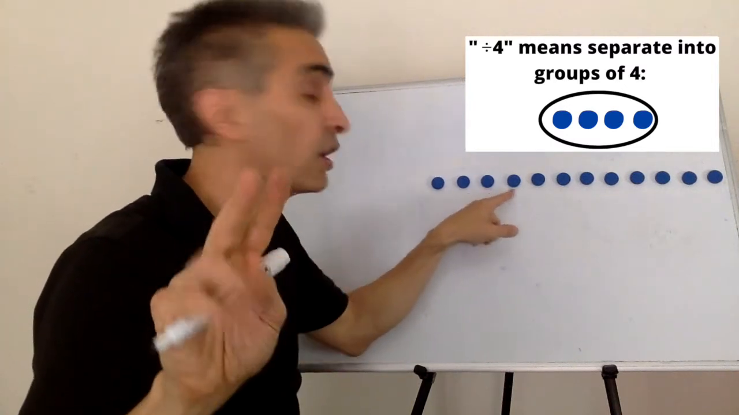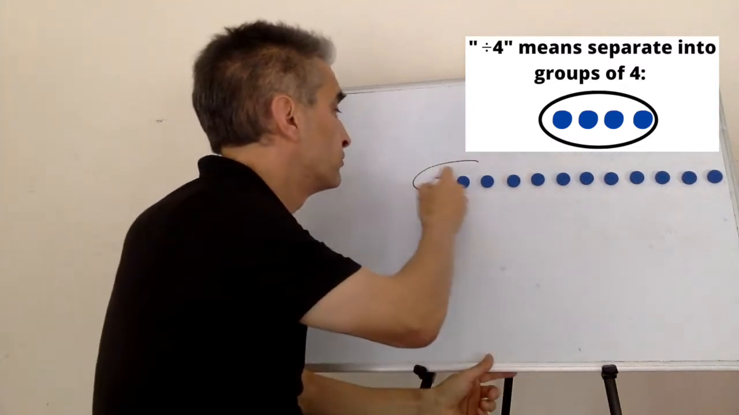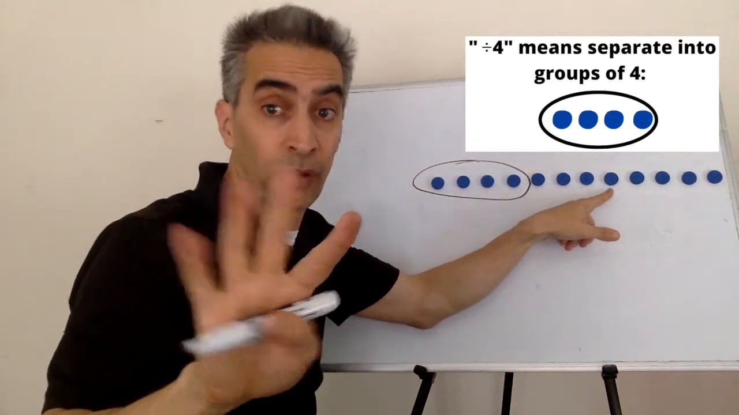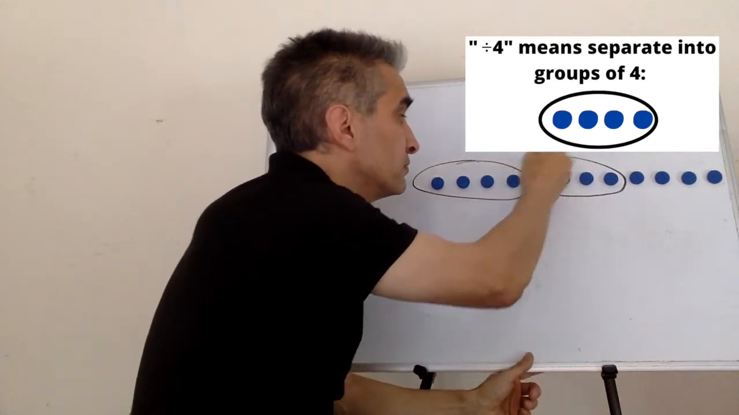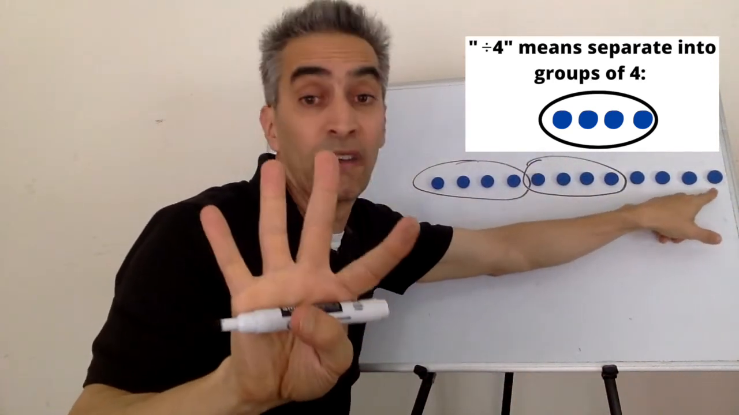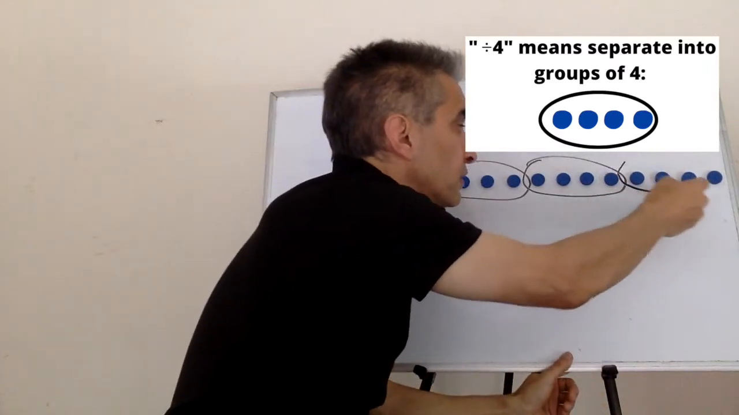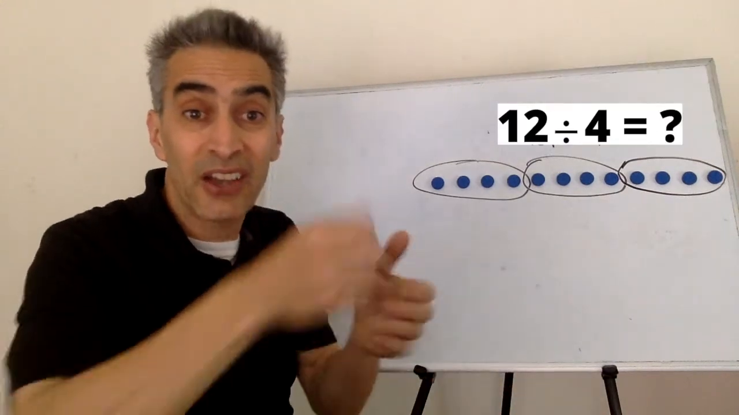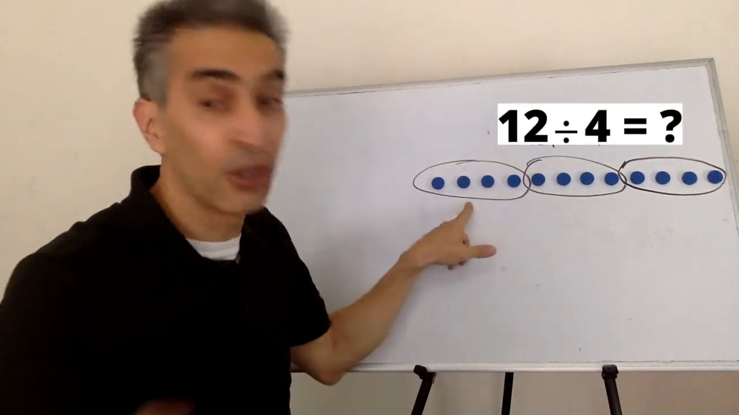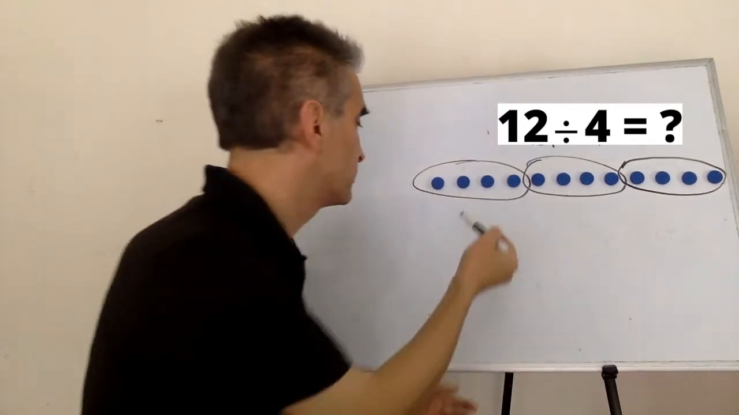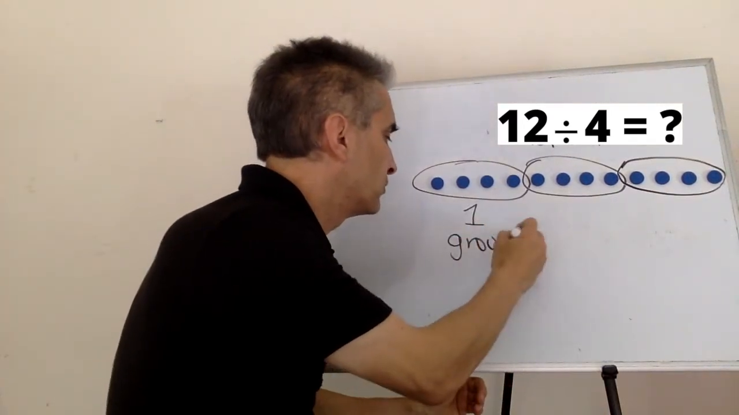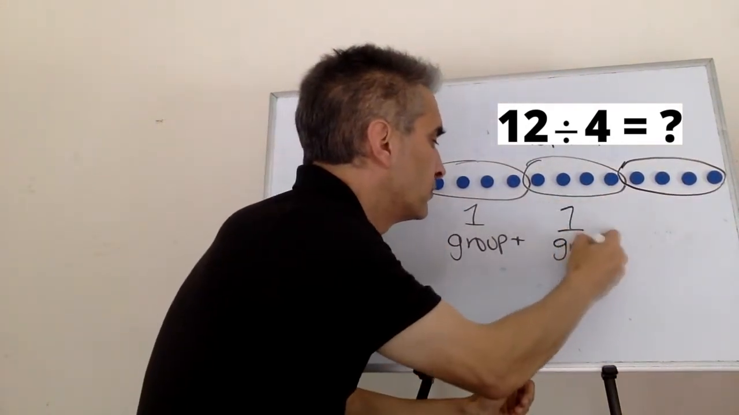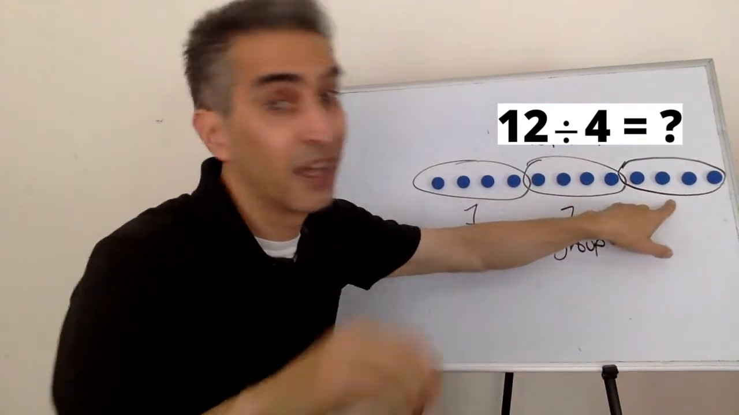1, 2, 3, 4. Next, count each group. One group here. Another group here. And another group.